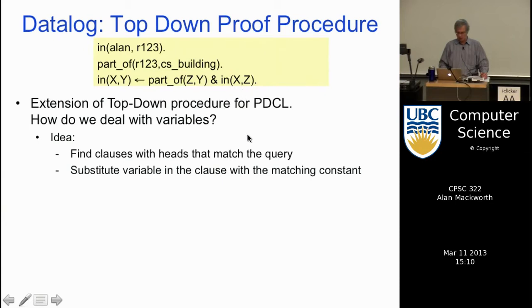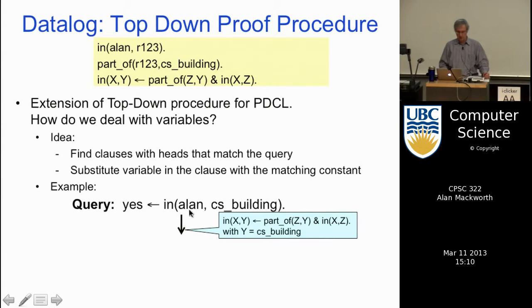Okay, so how do we deal with variables? The idea is that you look for heads that match the query, and you substitute the variable in the clause with a matching constant. So if I have this query, which is a ground query, but in general I can have variables in queries, but here I don't. Then I use this trick of constructing an artificial answer clause. Yes, if the query is true. So if yes is true, then the query is true. And in order to prove that, it will try to match this with the database.